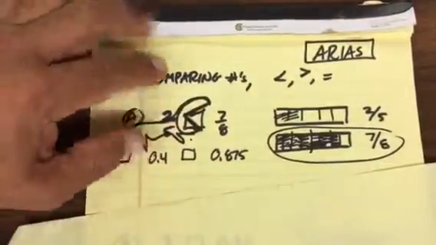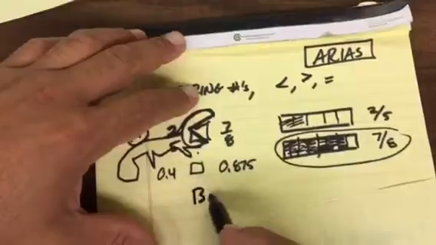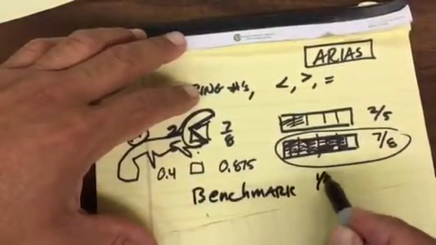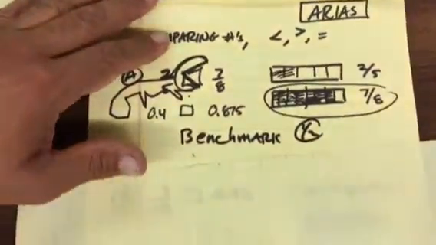Using pictures and modeling, and I want to say it's using benchmarking. We use the halfway point as the benchmark. Is it greater than half or less than half?